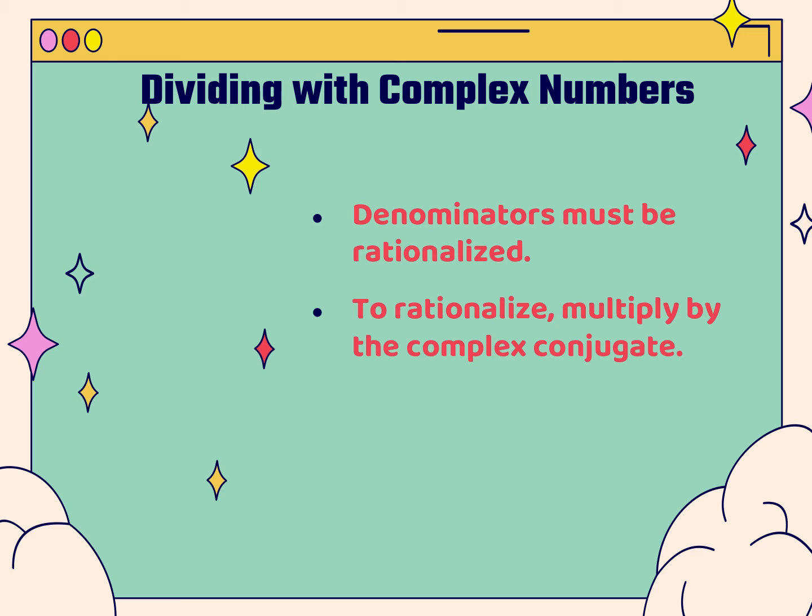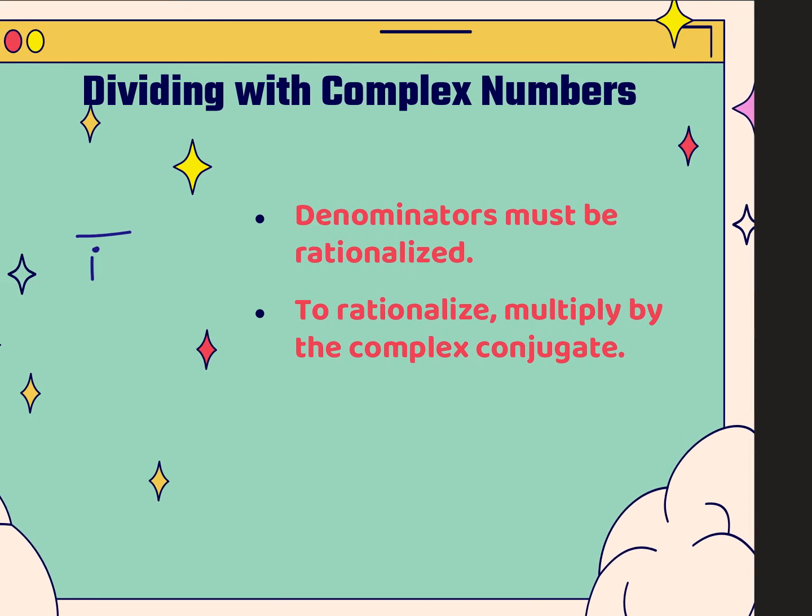So this is why conjugates are important. When we're dividing with complex numbers, if there's an i in the denominator, we're basically saying there's a square root of a negative number in the denominator, and we can't leave square roots in the denominator. So we multiply both the top and the bottom by the complex conjugate of the denominator. So whatever's in the denominator, we're going to find the conjugate, and then we're going to multiply both the top and the bottom by that expression.